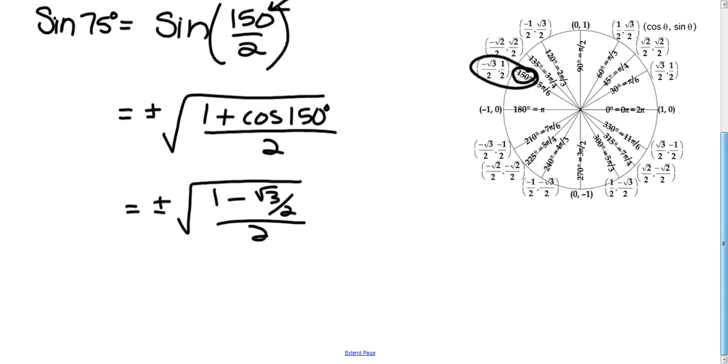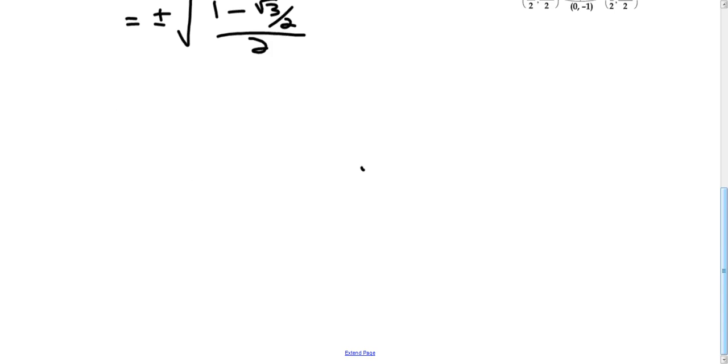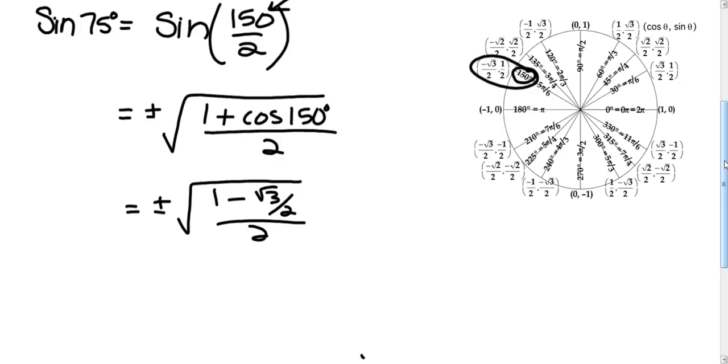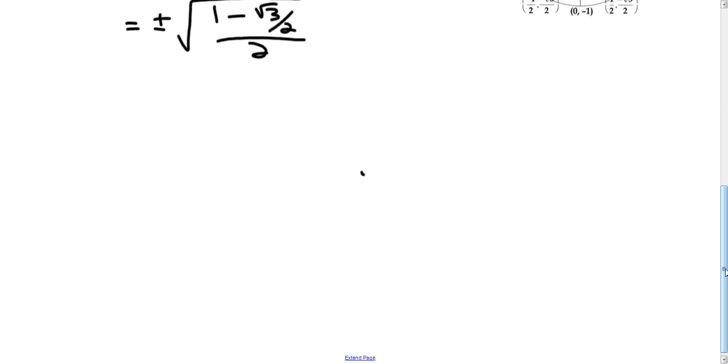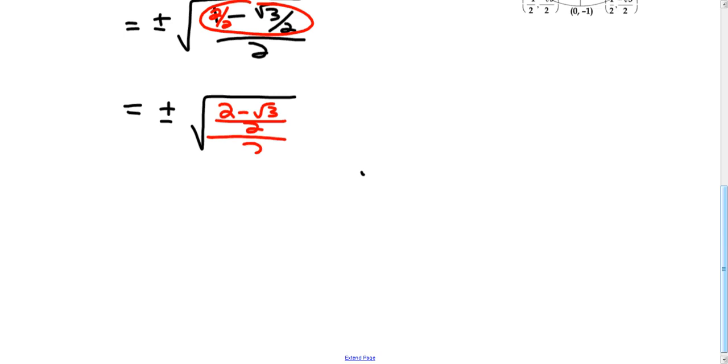So this is what it looks like. These get just a little bit tricky to simplify, but not bad. You do need to break these down a little bit and simplify some things under the radical. So this becomes positive or negative. You need to get common denominators up here on the top. So I'm going to change this 1 into 2 over 2 so that I have common denominators and I can put that into one quantity. So I have 2 minus root 3 over 2, all over 2.